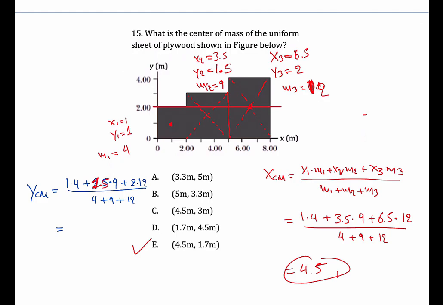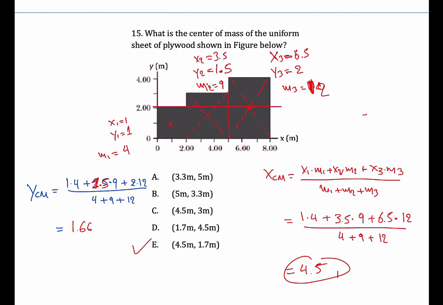So let me repeat my calculations. That's why we found the wrong answer before. So 1 times 4 plus 1.5 times 9 plus 2 times 12, all of this divided by 4 plus 9 plus 12. And indeed the result is 1.66, or very, very close to 1.7 meters.